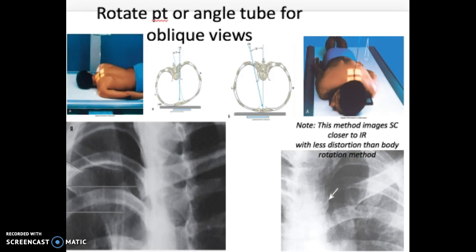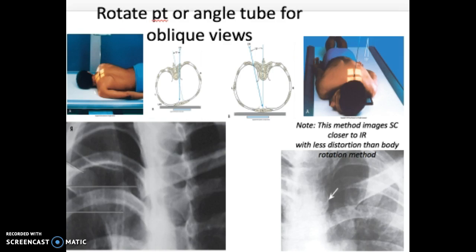All right, so these are what either a PA oblique angling the tube looks like on this one, or a PA oblique angling the patient here. And they look just a little bit different on the images, but not a whole lot. So use your best judgment. I would guess that it's probably easier as far as moving the tube around just to rotate the patient. And you can ask Jeff and Jocelyn how they would normally do that.